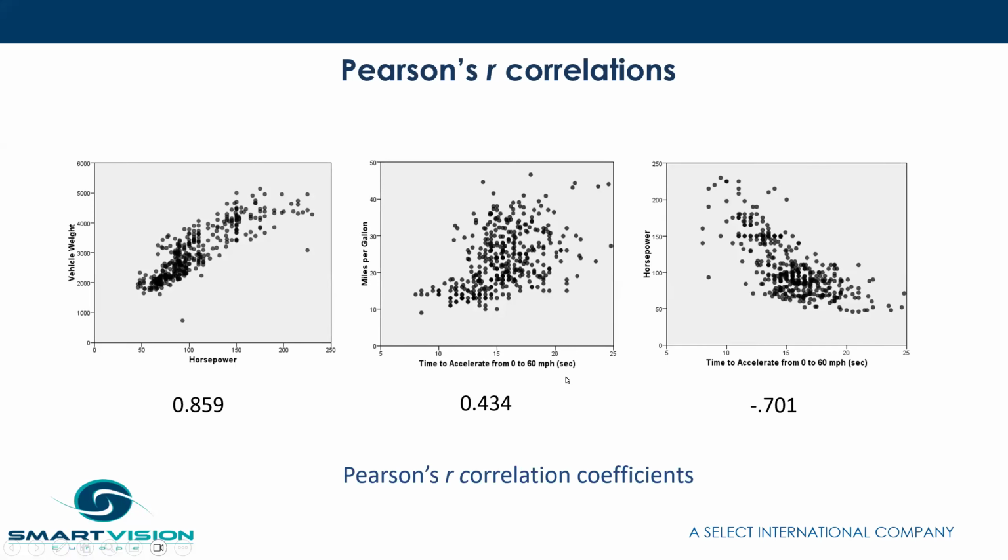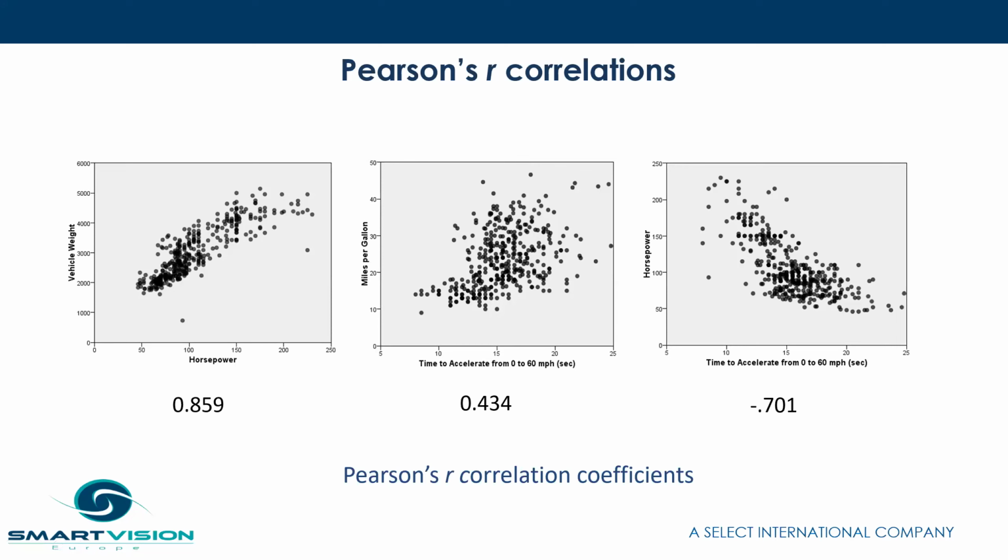Here's a negative relationship. So this is quite a strong negative relationship here of minus 0.7. And this is time to accelerate from 0 to 60 by horsepower. So it's basically saying if the car's got a lot of power, then it doesn't take as long to accelerate from 0 to 60. So you're getting a negative relationship.